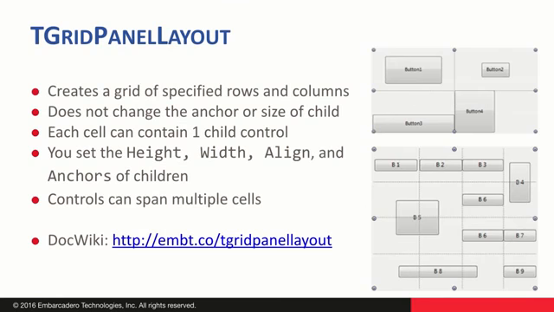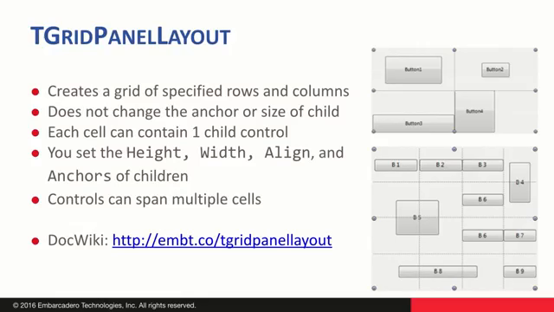Grid layout. Now the grid panel layout is similar, but not exactly the same. The grid panel creates a grid of the specified numbers of rows and columns. So in the grid layout, you say what size the items are, and you just throw them in there, and they'll fill it up. In the grid panel, you say, I want this many columns and this many rows, and you could put controls down, and those controls can be in one cell. Each cell can contain one control, or the control can span multiple cells.